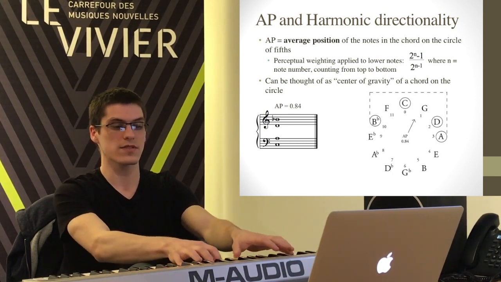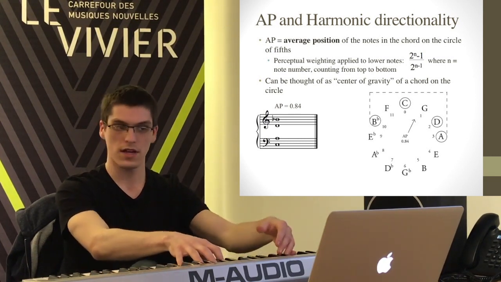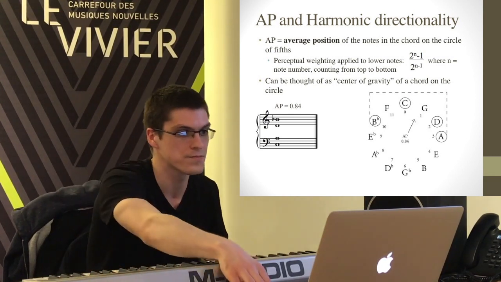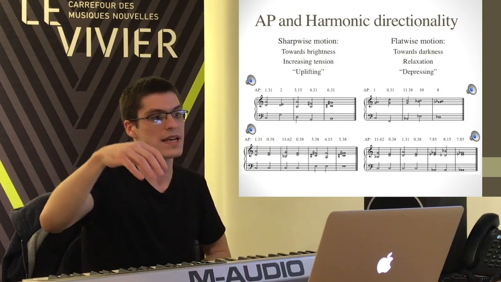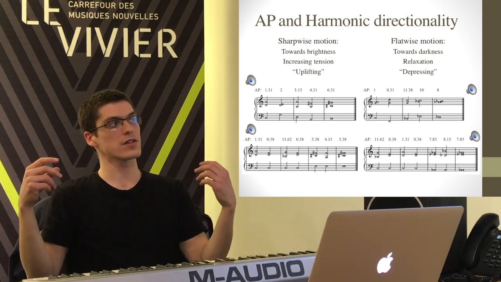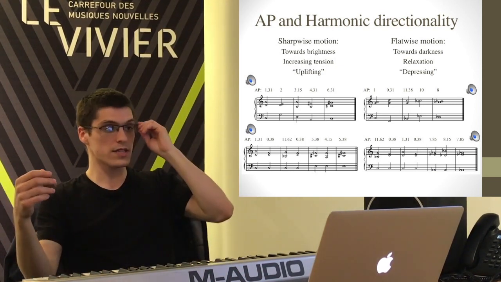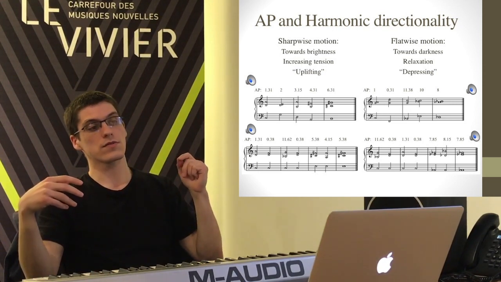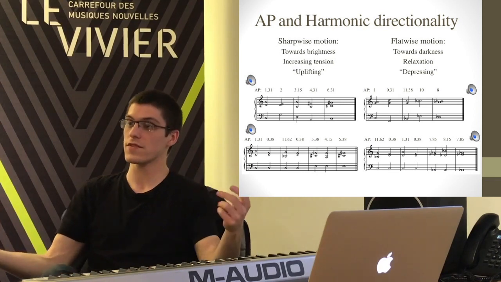And we can hear that it sounds like there's a harmonic change going on there. And then it's kind of relaxing to go to that chord. So, now thinking in terms of this dichotomy of sharpness and flatness horizontally, you could say that you're thinking in terms of sharpwise motion and flatwise motion on the circle of fifths.